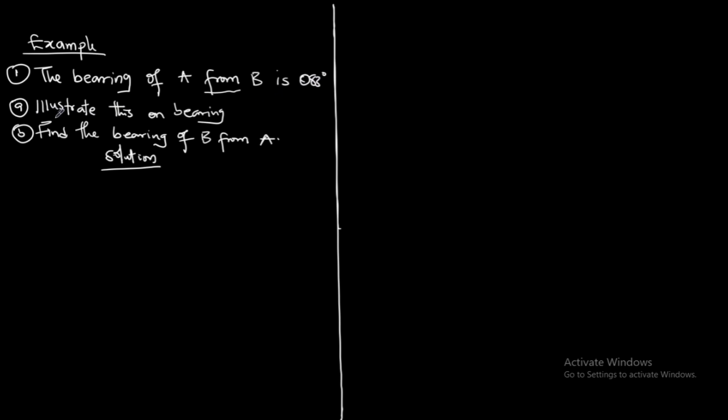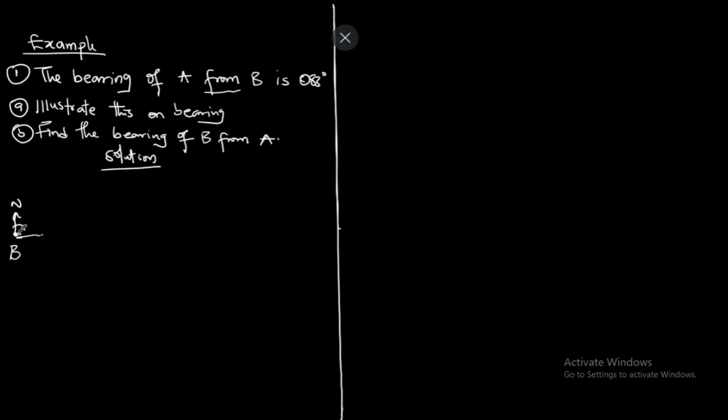Question A says illustrate this on bearing, and question B, find the bearing of B from A. So first, we know that it is the bearing of A from B. So B is the starting point. If this is our starting point, which is B, remember, every true bearing starts from the north. So you measure 83 degrees, which will be somewhere around there, before we get to 90 degrees.